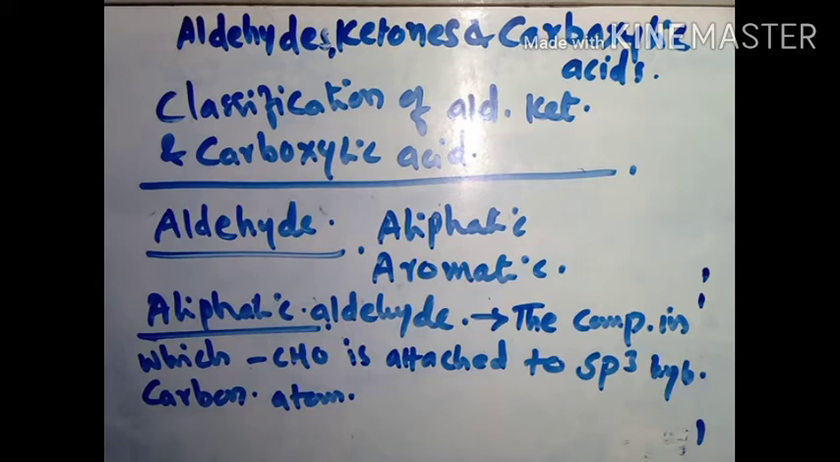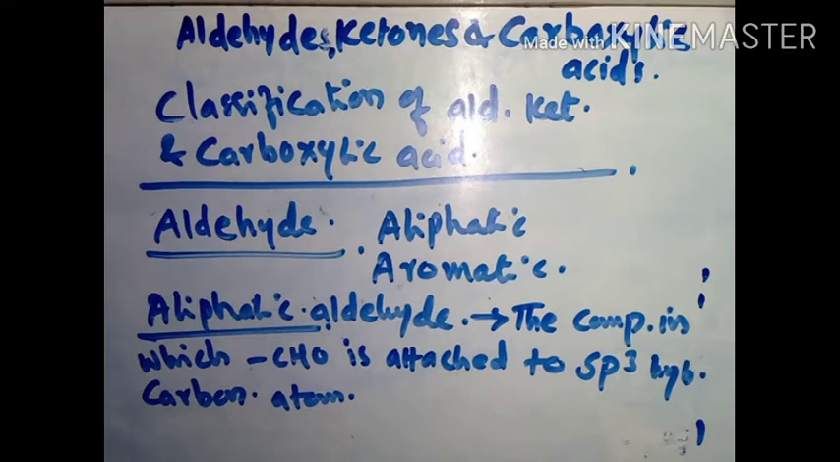For example, CH3 group, C2H5 group, these are sp3 hybridized. In this, the hydrogen atom is attached to sp3 hybridized carbon atom. That's why they are known as saturated hydrocarbon or saturated carbon atom. So what are the aliphatic aldehyde? The compound in which CHO group is attached to sp3 hybridized carbon atom.